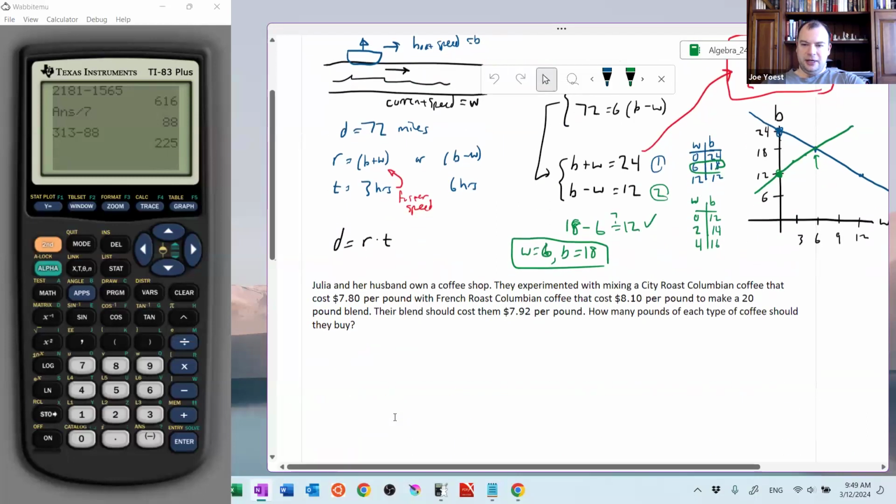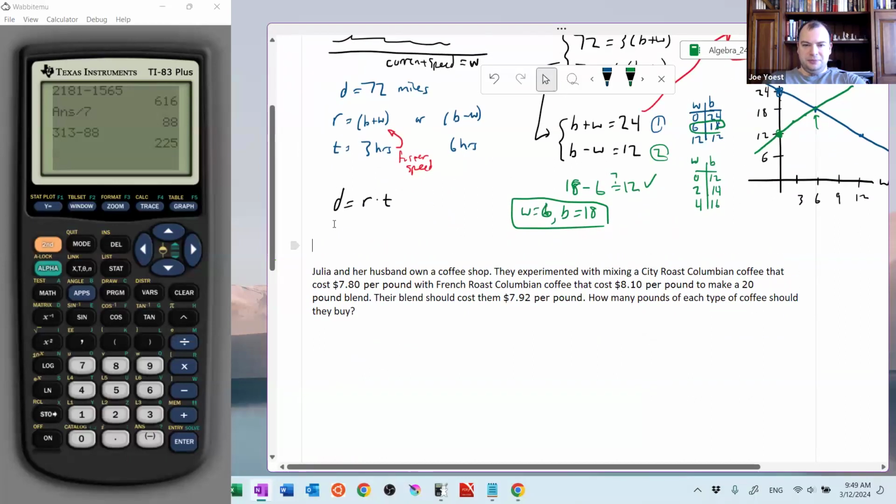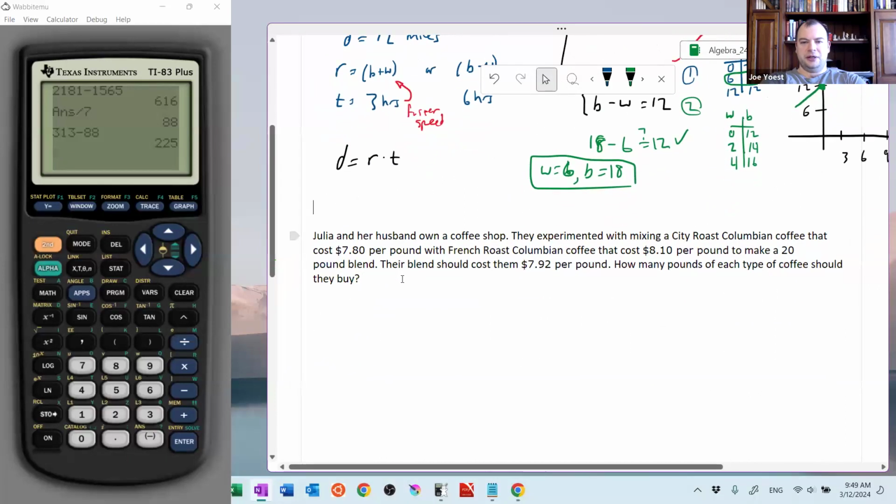Okay, let's pop over here and look at this next example. Julia and her husband own a coffee shop. They experimented with mixing a city roast Colombian coffee that costs $7.80 per pound with a French roast Colombian coffee that costs $8.10 per pound to make a 20-pound blend. Their blend should cost them $7.92 per pound. So they want 20 pounds at $7.92 per pound of cost. And how many pounds of each type of coffee should they buy to make their total of 20 pounds at a cost of $7.92 per pound?